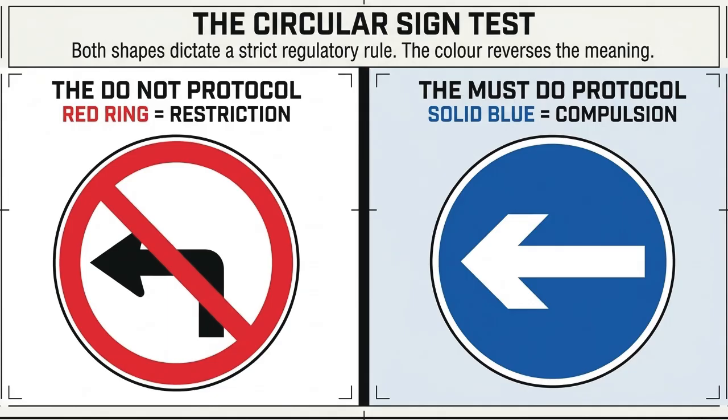On one hand, you have the do not protocol, where a red ring strictly dictates restriction. It totally bans an action. On the other hand, you've got the must do protocol, where a solid blue circle dictates compulsion. It forces an action. They're both incredibly strict rules, but the red ring says you cannot turn left, while the solid blue circle demands you must turn left. Mastering this contrast is honestly half the battle.